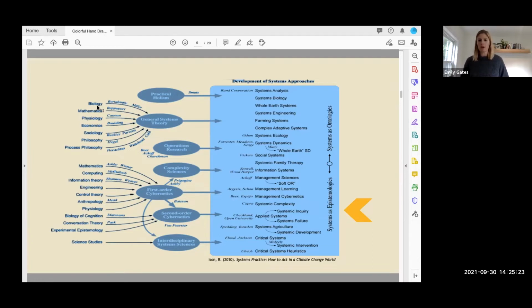On the right here, in that lighter blue box, these are the different methodologies and approaches, and sometimes they're also schools of thought, but for the most part, they're methodologies and approaches that were developed based on certain fields and theorists, and then they went into practice, and people evolved them as they practiced in different organizations. And so what I want to call your attention to is on the very right, there's a sort of a continuum from systems as epistemology to systems as ontology.